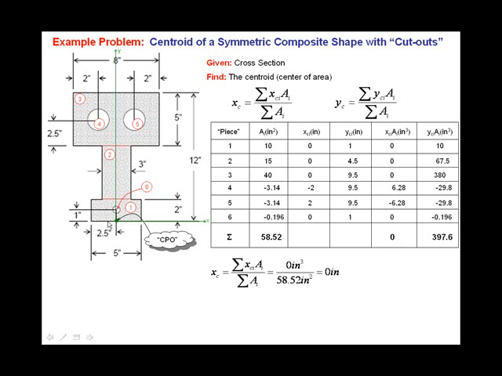Now, that x distance is measured horizontally from that CPO, so let's be complete with our answer and note that. The y component of the centroid, substituting in the values, comes out to be just shy of 7 inches, or just over 6 3/4 inches up from the CPO. Now, that puts it somewhere in this neighborhood, which seems reasonable. It is lower than the centroid of the composite shape without the cutouts, which makes sense because there is more area cut out on the top portion than on the bottom portion of this composite shape. And there you have it, finding the centroid of a symmetric composite shape involving cutouts.